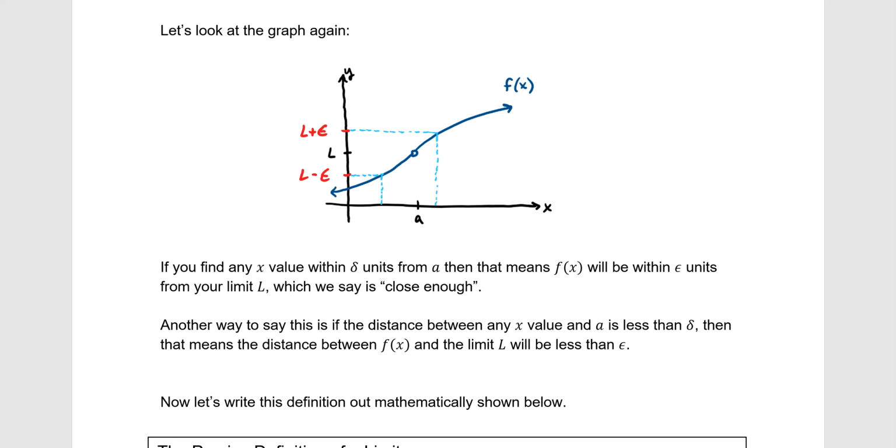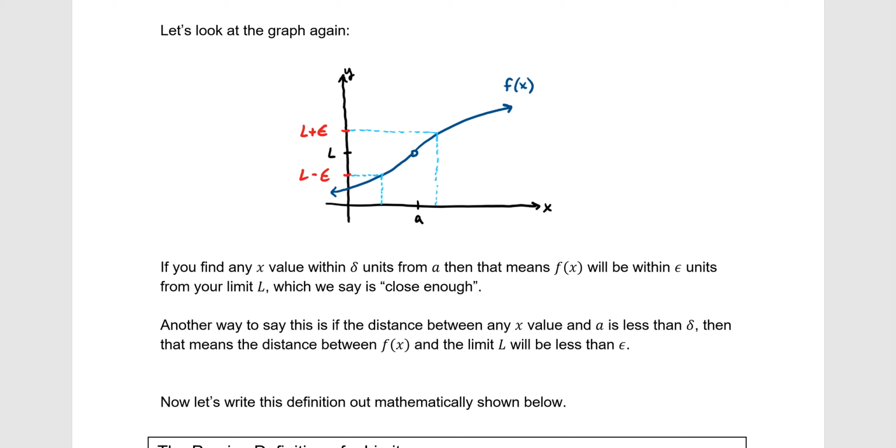If it was perfectly even, we would say that this value might be a minus delta, and this one over here might be a plus delta. That would be the x distance. But since they're not perfectly even, that delta value is not going to be set up like a minus delta and a plus delta.